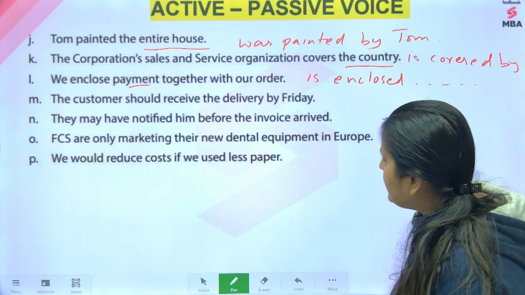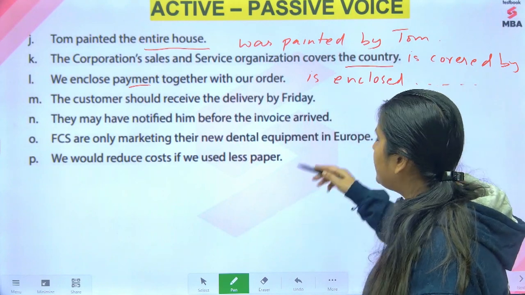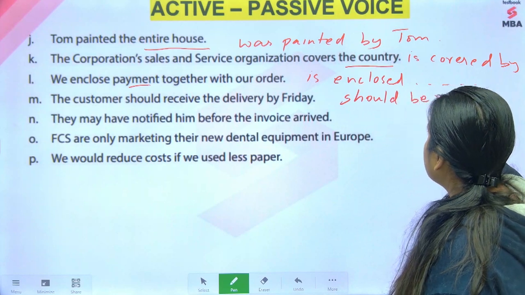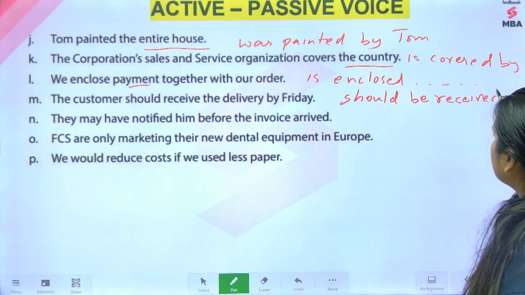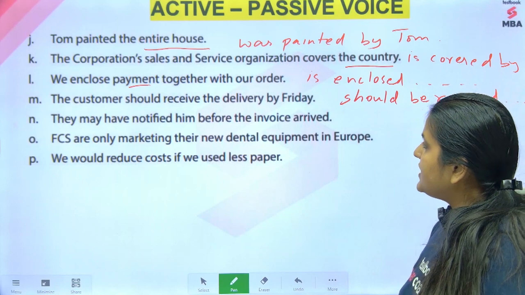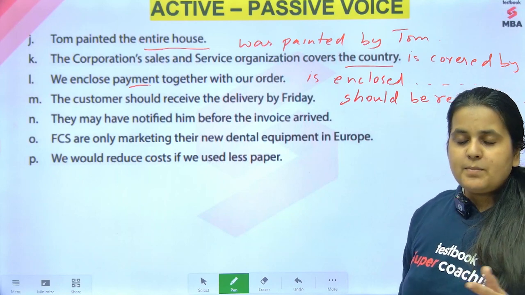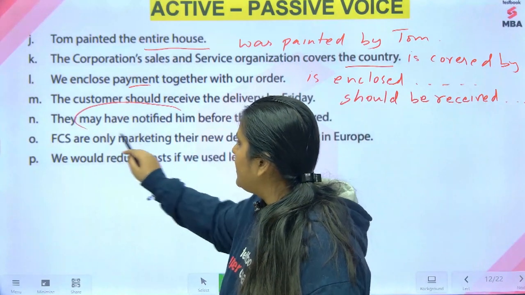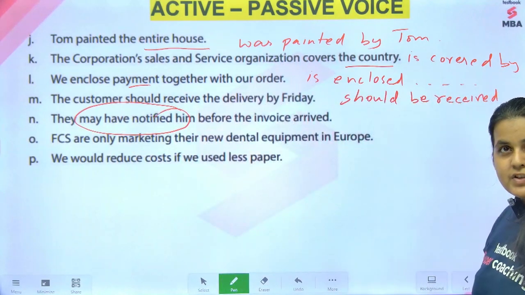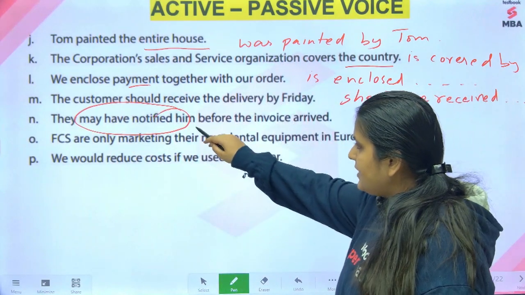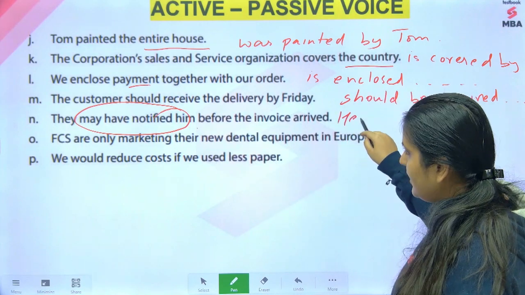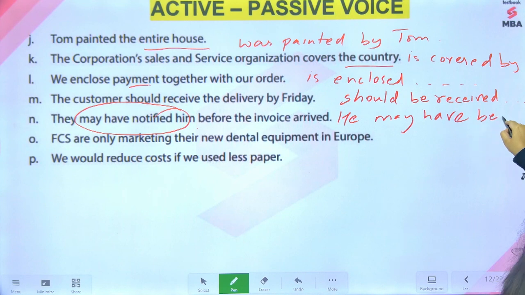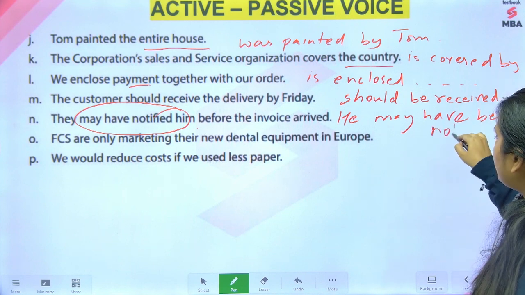The customer should receive the delivery by Friday. The delivery, okay, should है, तो क्या बोलोगे आप? Should be received. The delivery should be received by the customer by Friday. They may have notified him before the invoice arrived. Okay, he is the object, the main object here. He may have been notified by them.